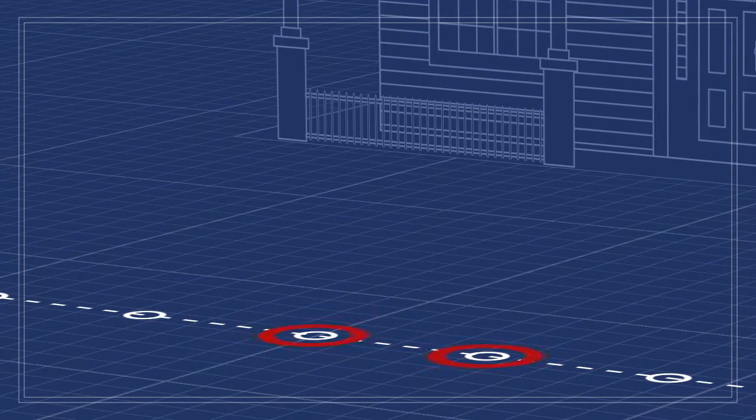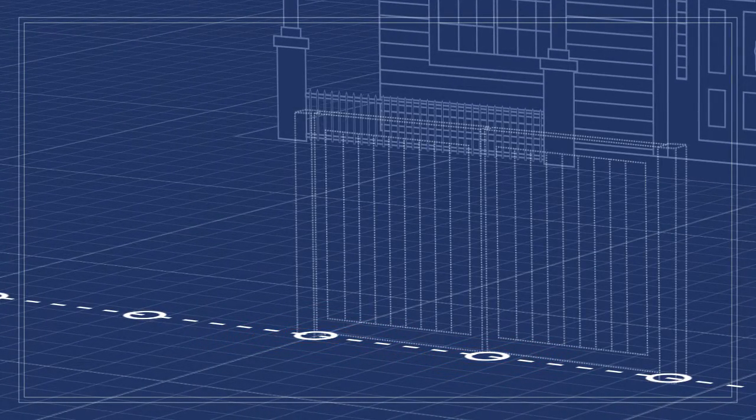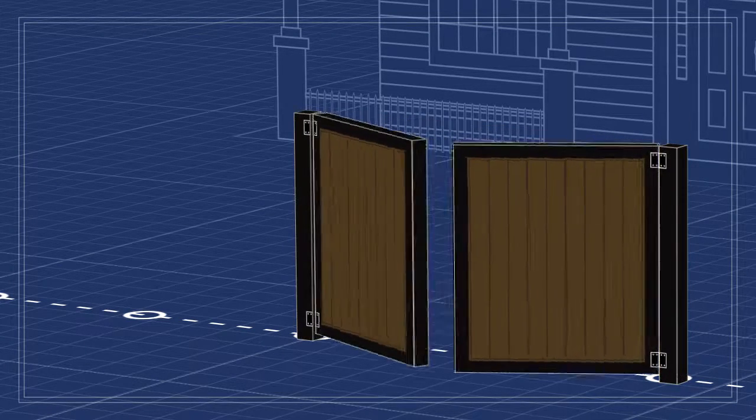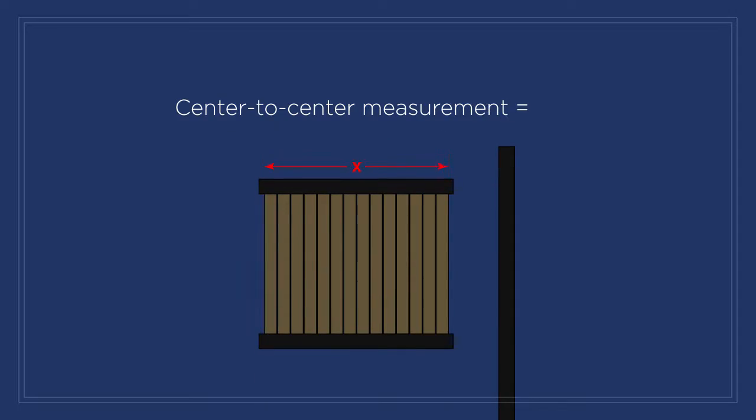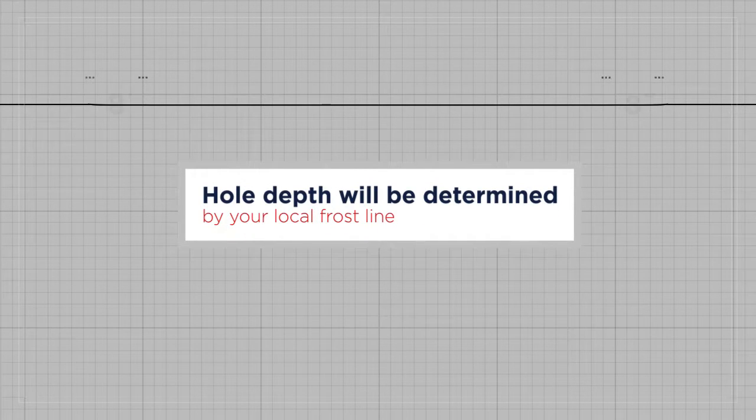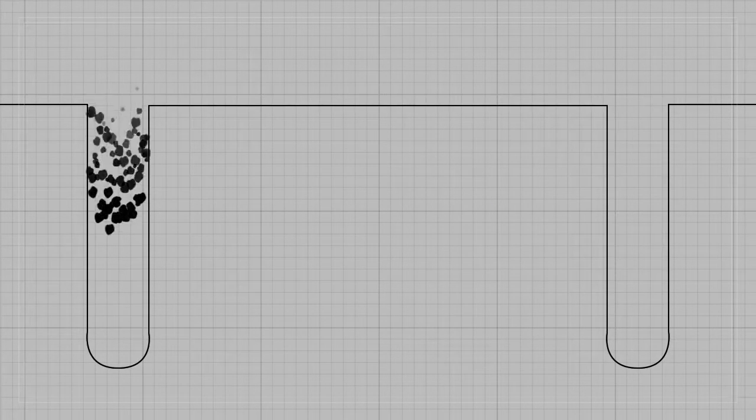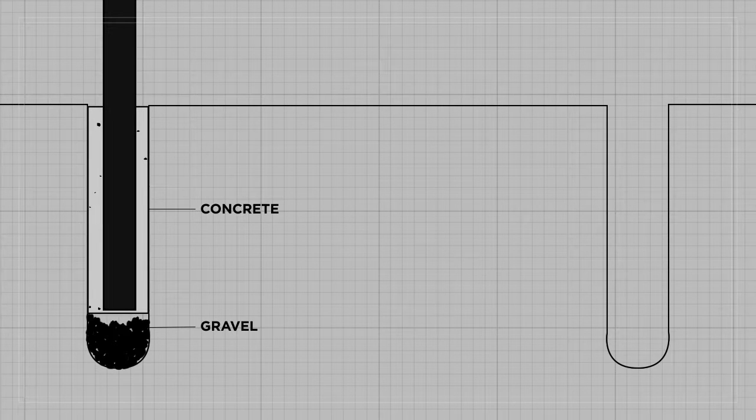Start by marking where you want your new fence, locating your first two post holes. If installing a gate, set your gate posts first to ensure proper gate opening. Determine center-to-center measurement for post hole locations and dig your first two holes approximately 8 inches in diameter. Hole depth will be determined by your local frost line. Dig to the appropriate depth and begin securing your first post.